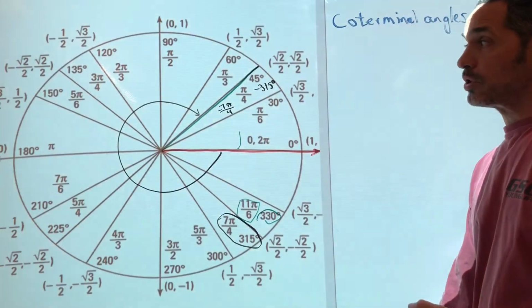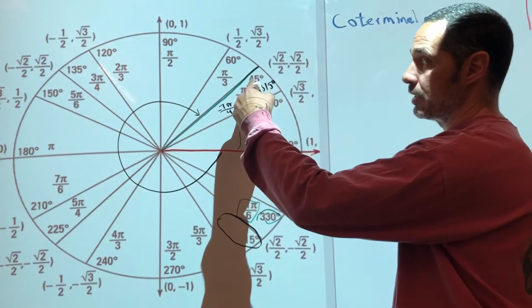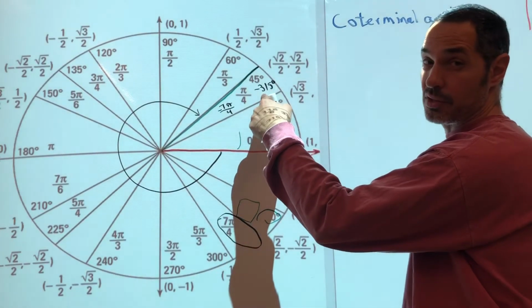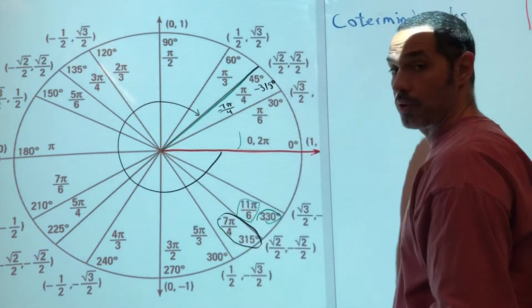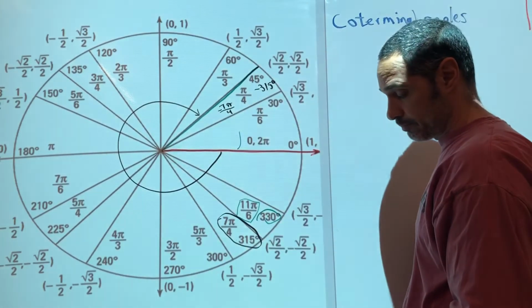And those are coterminal. So 45 degrees and negative 315 degrees are coterminal. Negative 7 pi over 4 and pi over 4 are coterminal to each other.